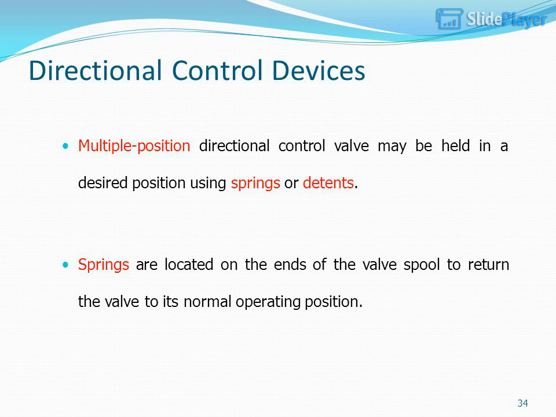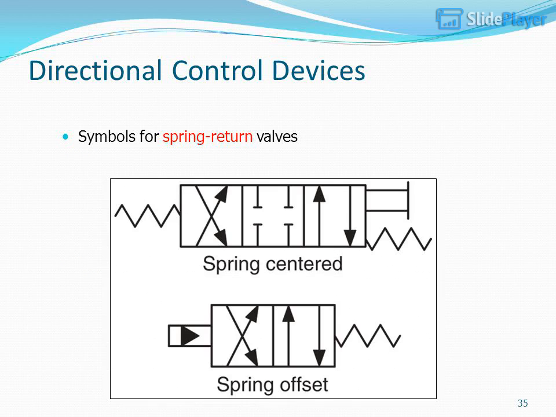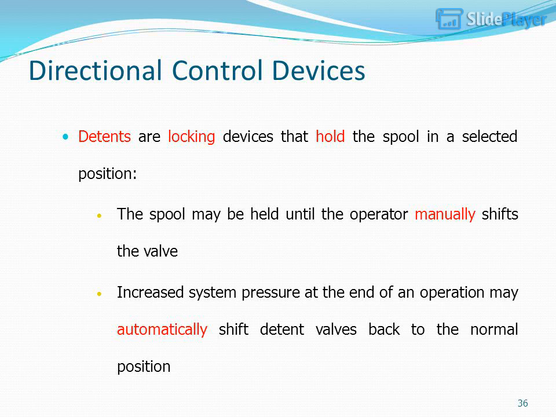A multiple position directional control valve may be held in a desired position using springs or detents. Springs are located on the ends of the valve spool to return the valve to its normal operating position. Symbols for spring return valves.